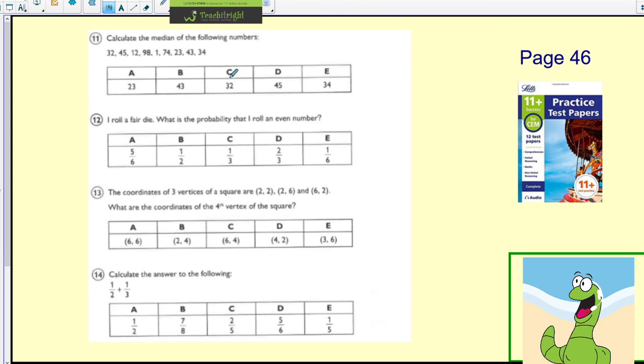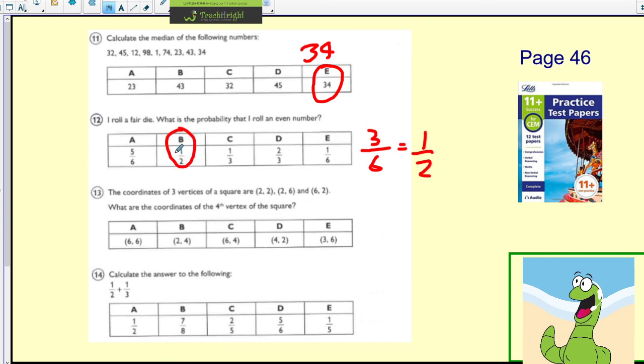Calculate the median. The median is in the middle. For this, you have to reorder them and put them in number order. I'm not going to draw them out, but I'm hoping to trust you guys. But to do the median, you reorder the numbers from smallest to largest, and then just start crossing off from both sides until you're left with the middle number. And in this case, the middle number is 34. But remember to reorder the numbers first. Number 12. A fair die has got 6 outcomes. So there are 3 even numbers out of 6 outcomes, and that is the same as a half. So number 12, the answer is B, 1/2.